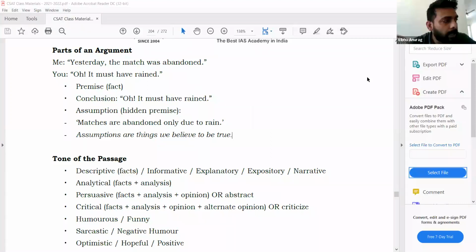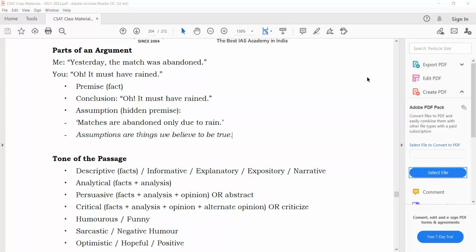For you to reply "it must have rained," in your mind you believe that whenever a match gets abandoned, the reason is rain. Right? Yes, sir. That is an assumption. That's why you reply it must have rained. So from your statement, I'm able to understand that you believe rain is the only cause of matches getting abandoned. So that is an assumption.